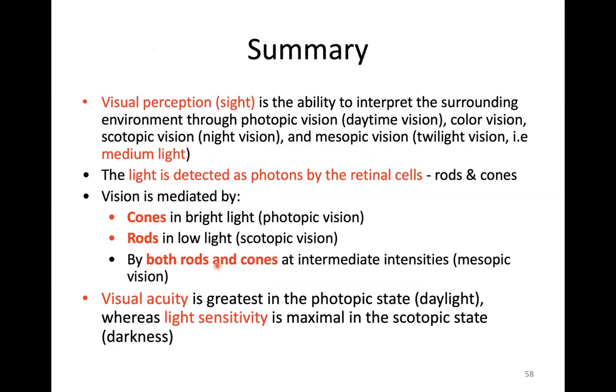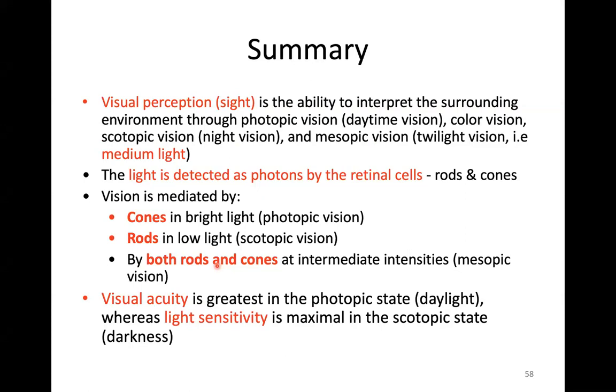So a summary of everything that we've covered so far, or at least most things. We discussed what visual perception is. Visual perception is the ability to interpret the surrounding environment through photopic vision, which includes daytime vision and color vision, scotopic vision, which is dark vision, and mesopic vision, which is twilight vision or medium light vision. The vision is detected through retinal cells. It's mediated by cones in bright light, rods in low light, and both rods and cones at intermediate intensities.